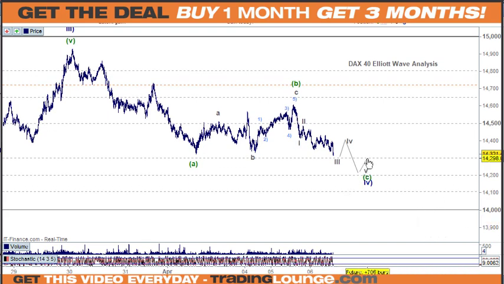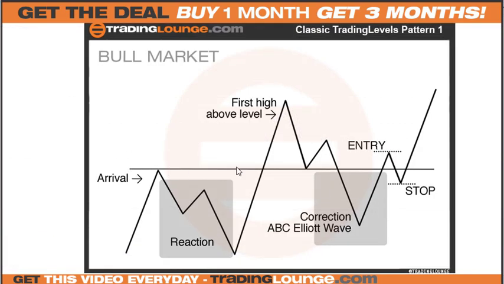So that means that we could look for a classic trading levels pattern sitting on this level, on the 300, the top of group 1, and then go along from that point. You know what the classic trading levels pattern looks like. It's just this here. If that was a 300 here, we've got the arrival, the reaction, the first high above the level, the ABC, and then we start coming down from the top to get our entry here. This little move in here will be the same as this bigger picture here. It'll just be a fractal of that in here.